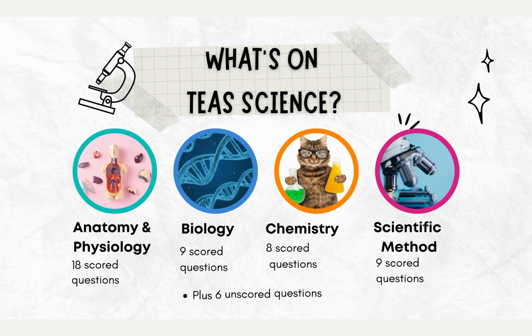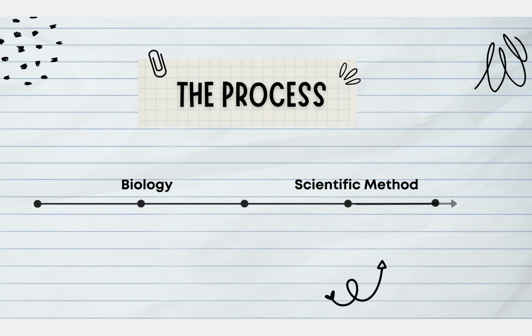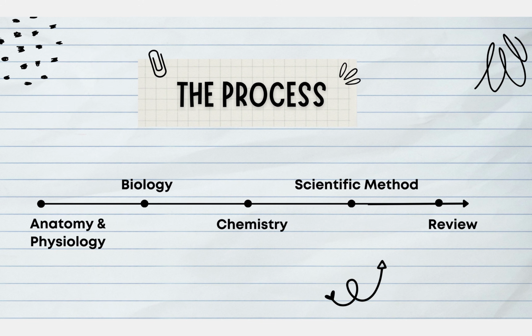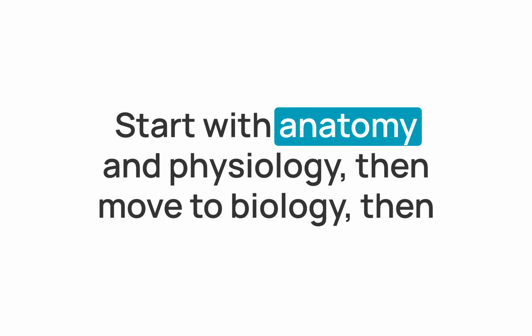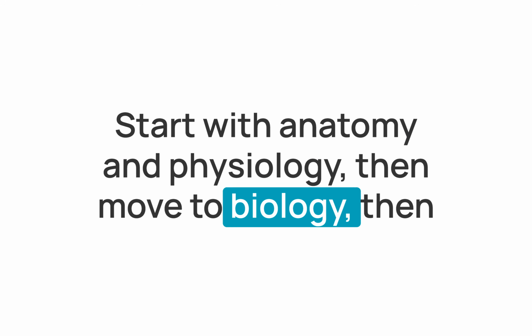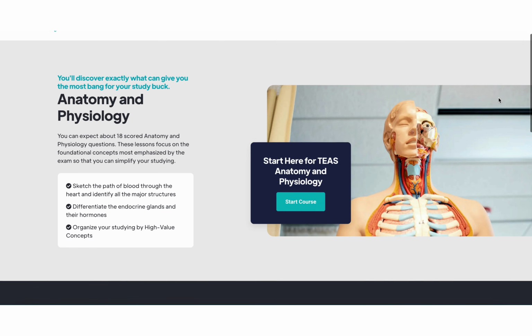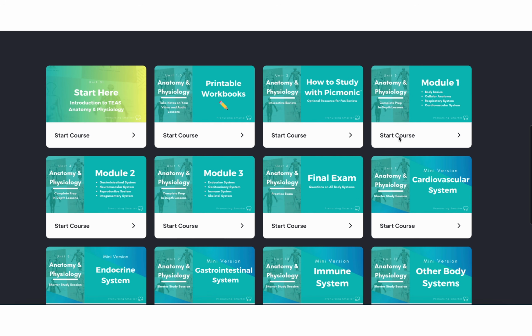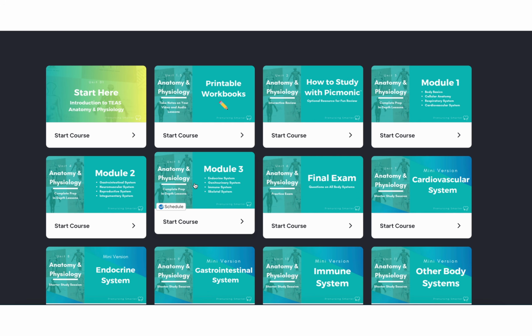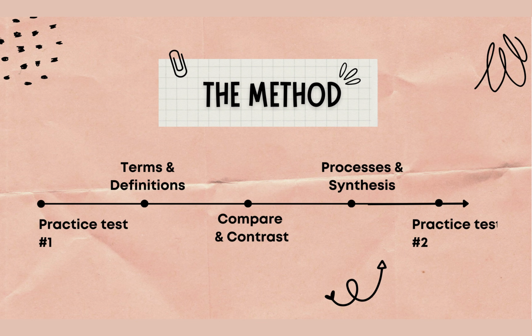Now let's talk a little bit about how to actually apply it. When it comes to studying for the TEAS science, I recommend just going in this order. Start with anatomy and physiology, then move to biology, then chemistry, then the scientific method. I recommend this way because anatomy and physiology is the largest single section, and it's what you presumably have the most interest in.